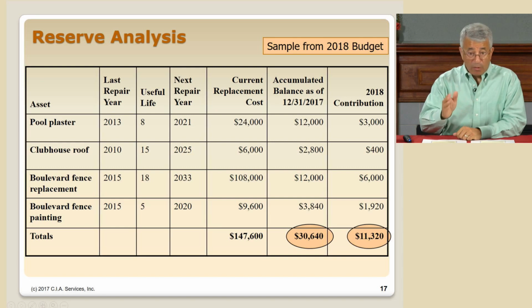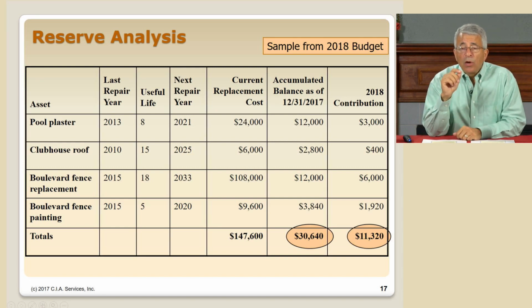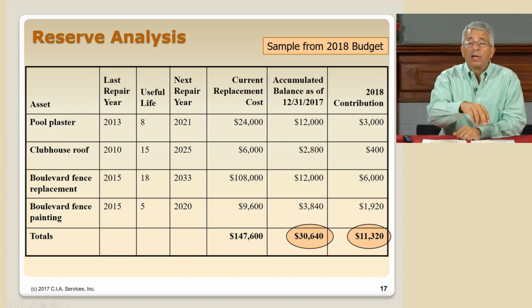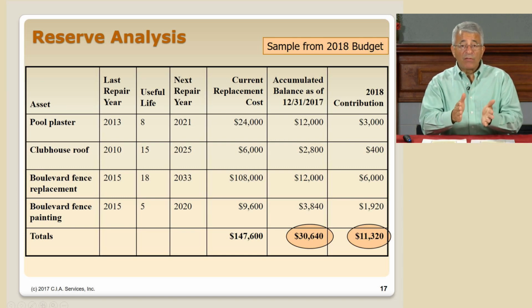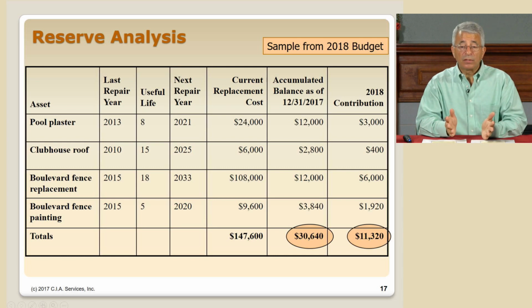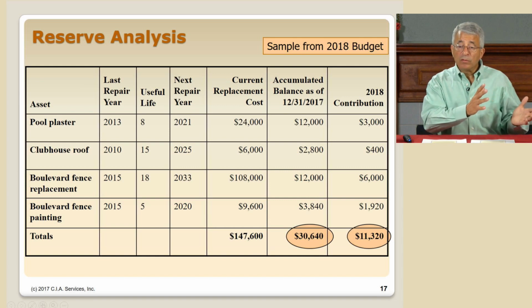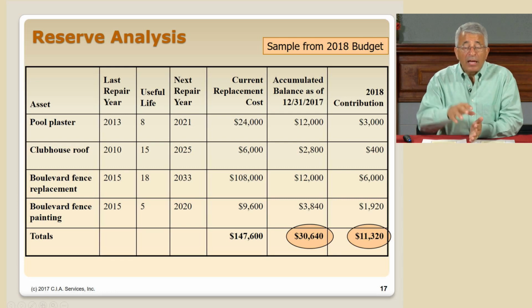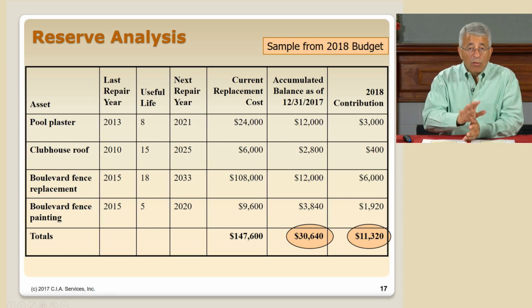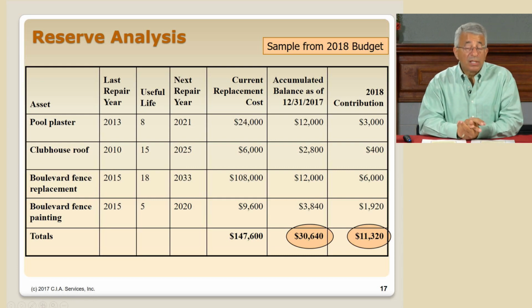And these tell us very important things. The column on the left-hand side that's circled says, this is the accumulated balance as of December 31st, 2017. In other words, how much money should we have in the bank in our replacement fund as of the end of 17? It's saying $30,000. Everything is worth $147,000, but some of it's new. Some of it's only slightly old, some's very old. So all we need to have in the bank today for full coverage of those assets is $30,640.